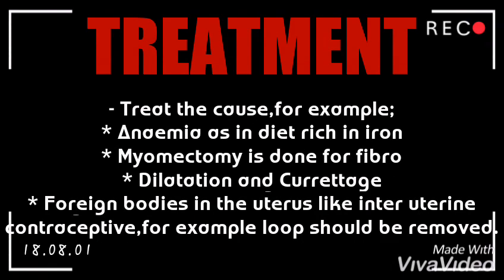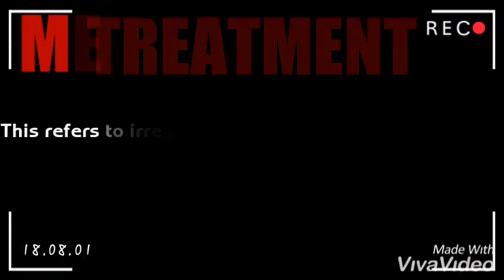Treatment of menorrhagia. Treat the cause. For example, anemia, as in diet rich in iron. Myomectomy is done for fibroids. Dilatation and curettage, though it is being discouraged. Foreign bodies in the uterus like intrauterine contraceptive, for example, loop, should be removed.